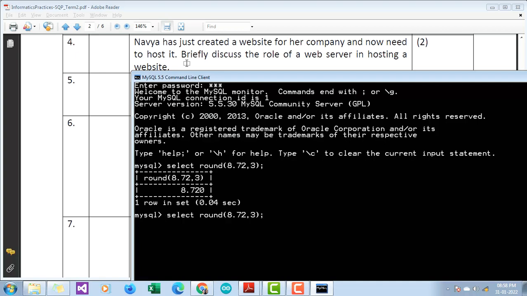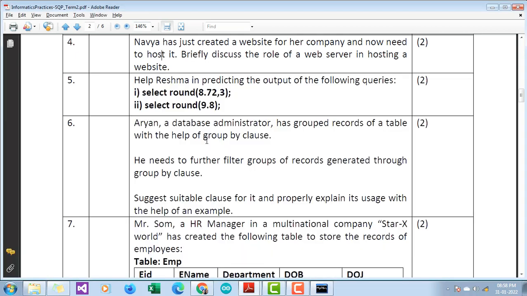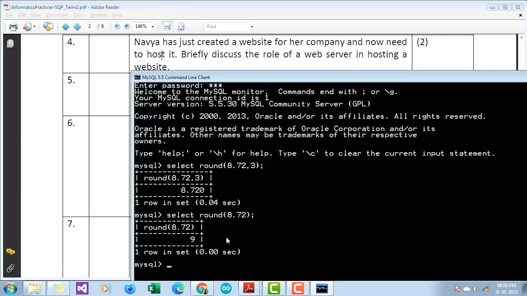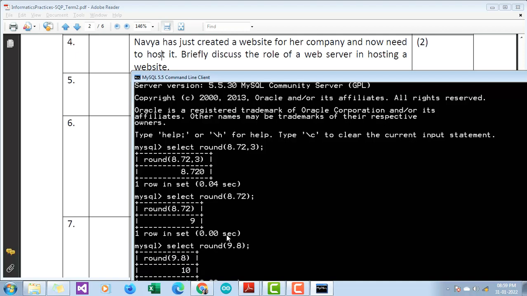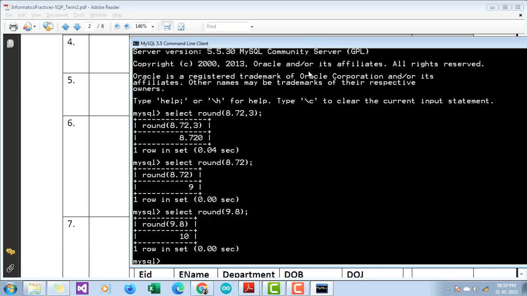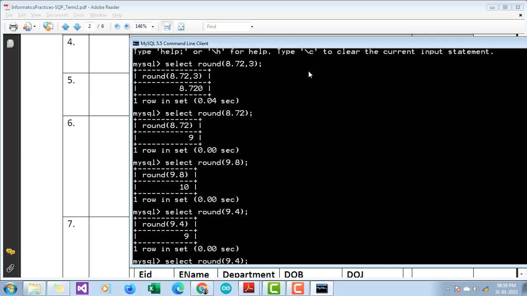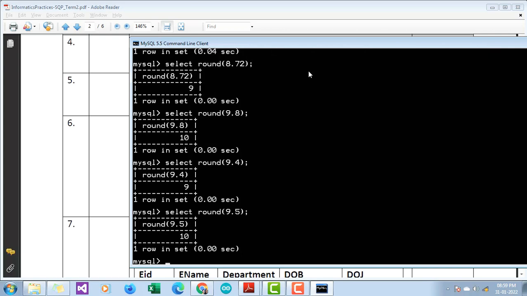Similarly, if you do not specify the digits, it will give you a round figure. Okay, that is 9. And here it is 9.8, that means it will give you a 10, right? Let's do it right. Sorry, it should be select round 9.8, put a semicolon, and you get a 10. So anything which is below 0.5 will give you the lesser value. For example, select round 9.4 will give you 9, and if you write 9.5, it will give you 10 again. I think this is clear to you now.